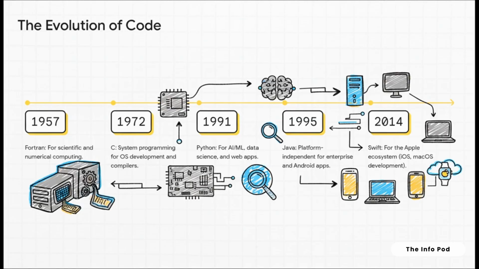And check out this timeline. It shows an incredible evolution. We started with really specialized languages like Fortran for number crunching. Then came foundational ones like C, which literally built the operating systems we still use. And today, modern languages like Python and Swift are so powerful and flexible, they run everything from complex AI to the simple apps on your watch.